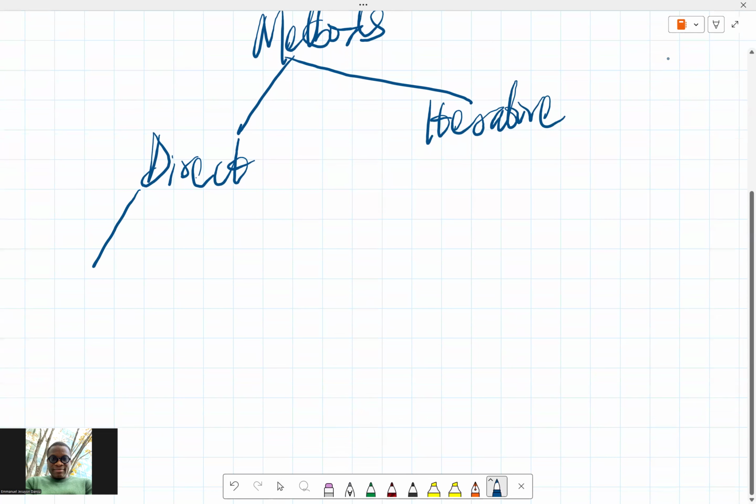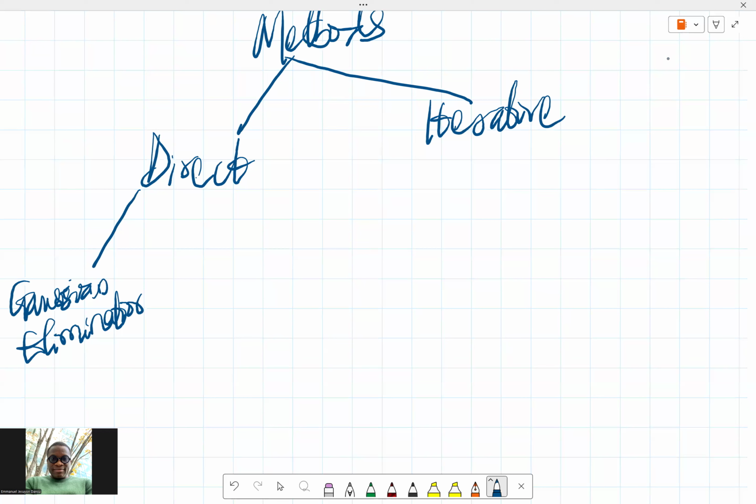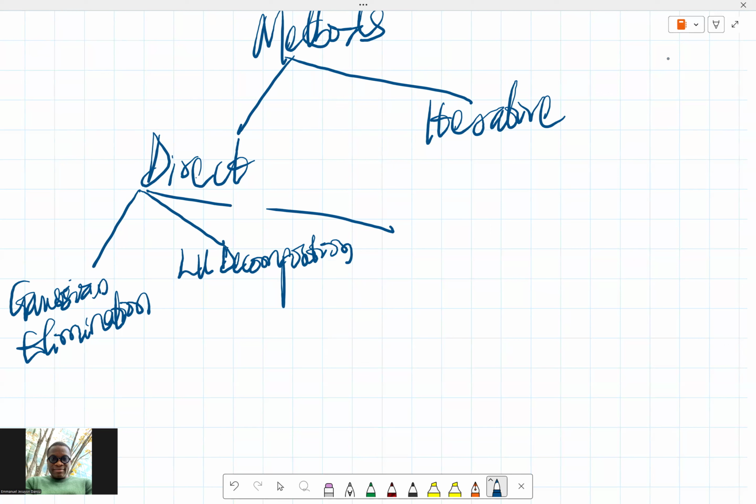For the direct methods, the first thing we'll be considering is Gaussian elimination, and that is the topic for this video. After that, we'll be talking about LU decomposition, that's lower matrix, upper matrix decomposition. Then after that, we'll deal with Cholesky decomposition.